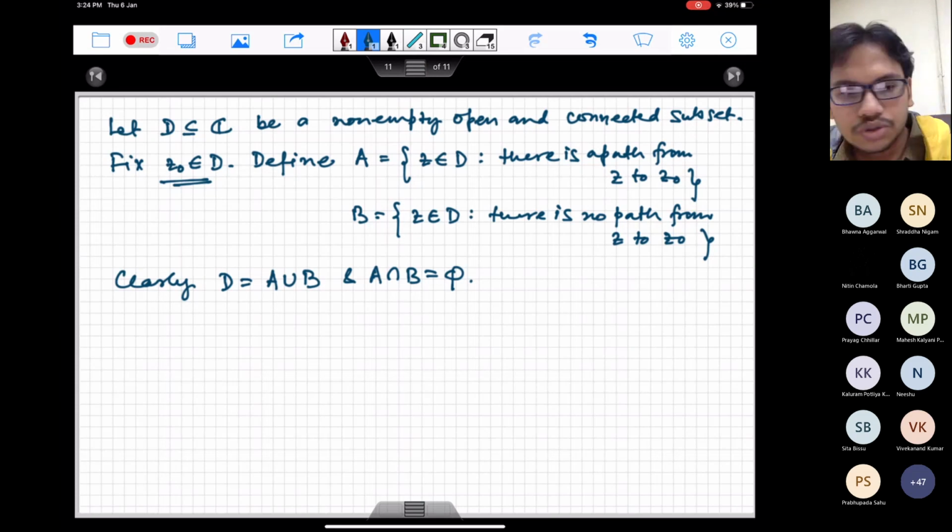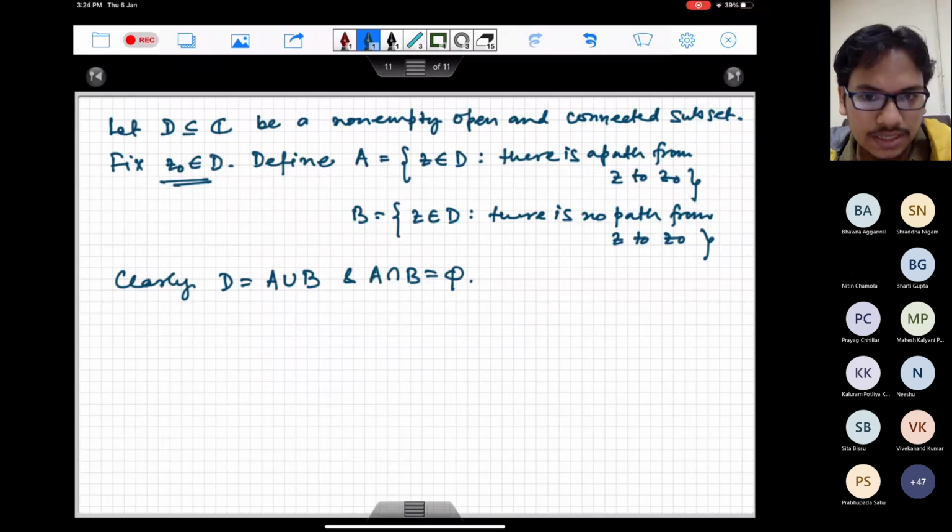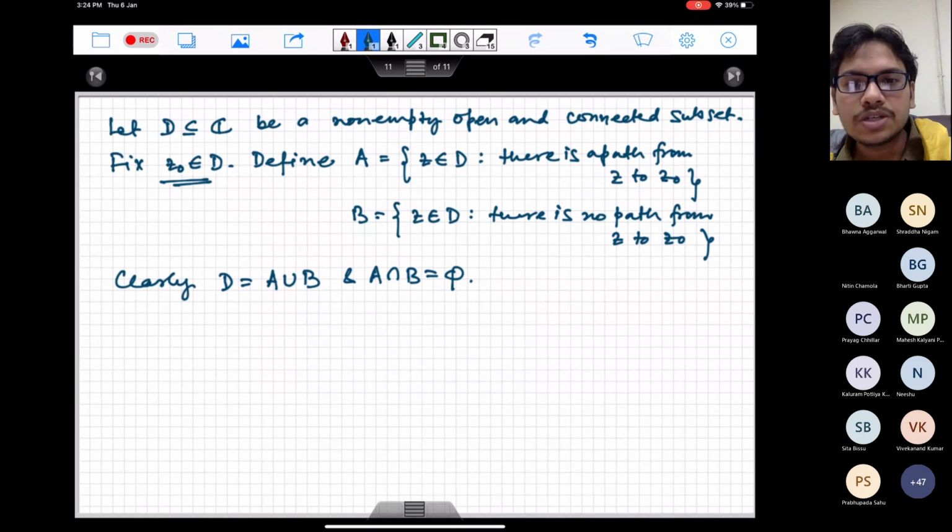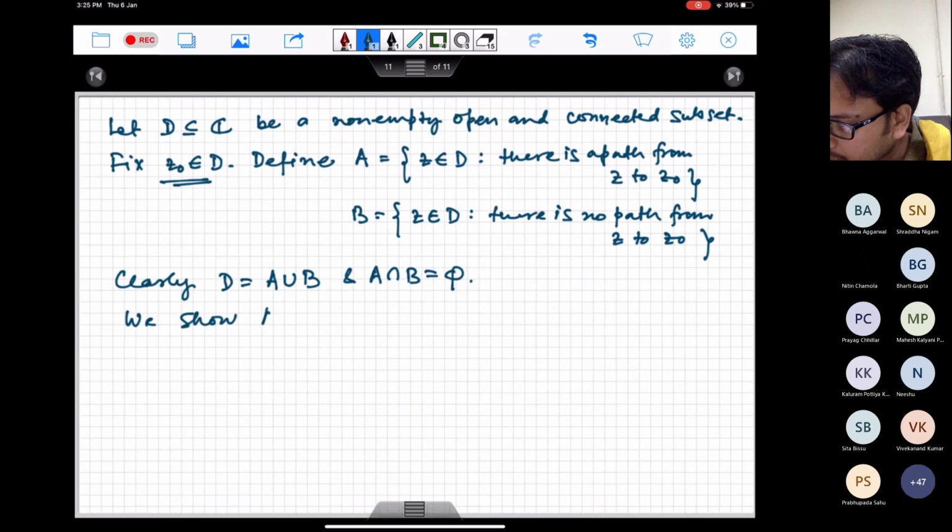Yeah. So now to show that D is equal to A or B is equal to empty, what we are going to show first is that both these sets A and B are open sets. Okay. That is what we are going to show first. Number one, that A and B both are open. And now we have what? We have that D is a connected set. So we show A, B are open.